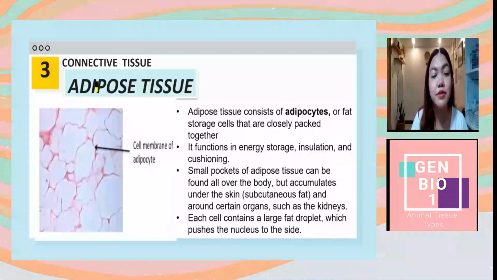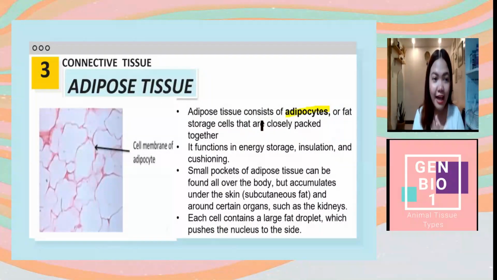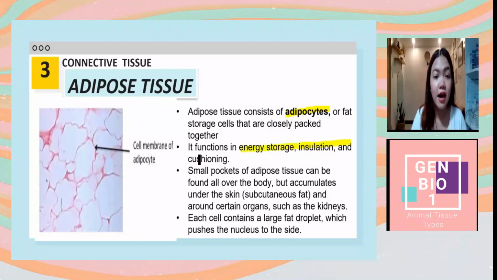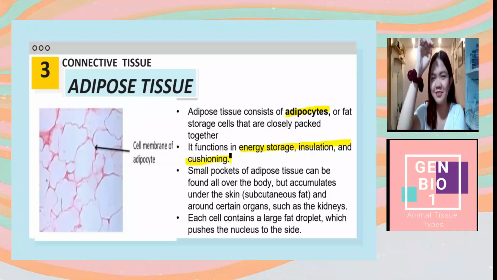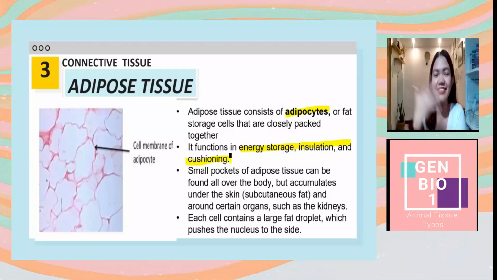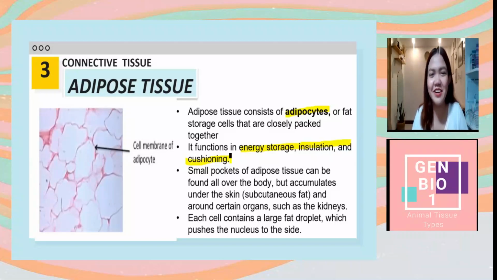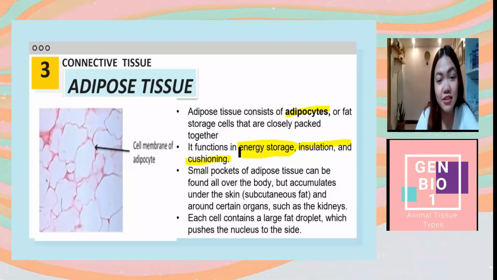Okay? So your adipose tissue naman, so that consists of your adipocytes or fat cells. So that is closely packed together that functions for energy storage, insulation, and cushioning. So that's why I have meron akong maraming adipose tissue here and entire dito sa buong body ko. So that's why I don't really get cold easily kasi meron akong insulation. Ooh, thank you adipose tissue. But yeah, meron din silang storage ng energy.